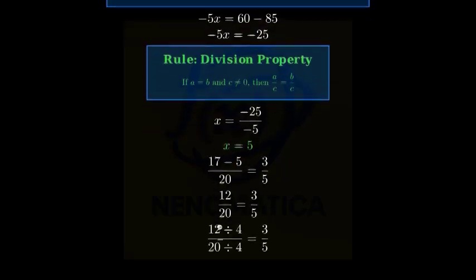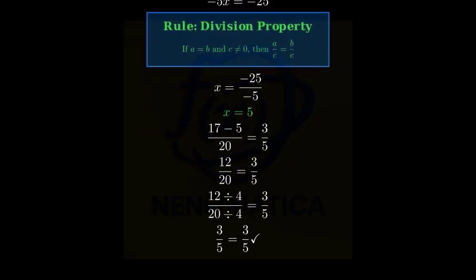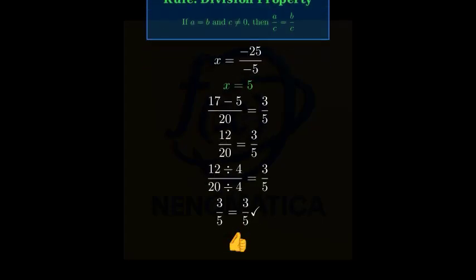We can simplify 12/20 by dividing both the numerator and denominator by 4. 12 divided by 4 is 3, and 20 divided by 4 is 5. So we get 3/5 equals 3/5, which is true. This confirms our answer is correct. Let's summarize what we've learned.